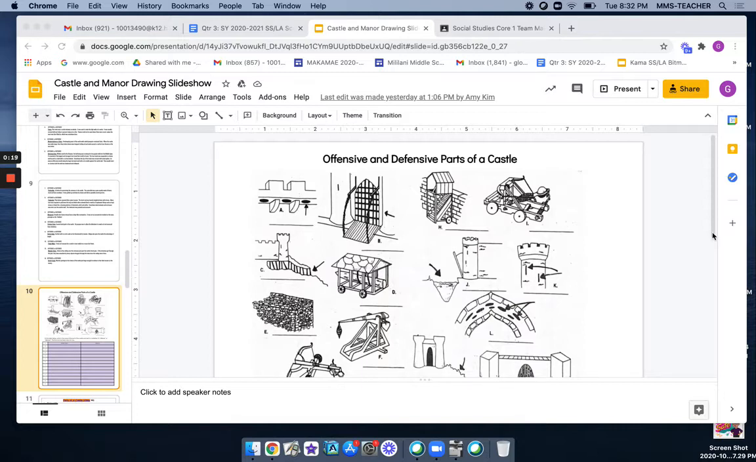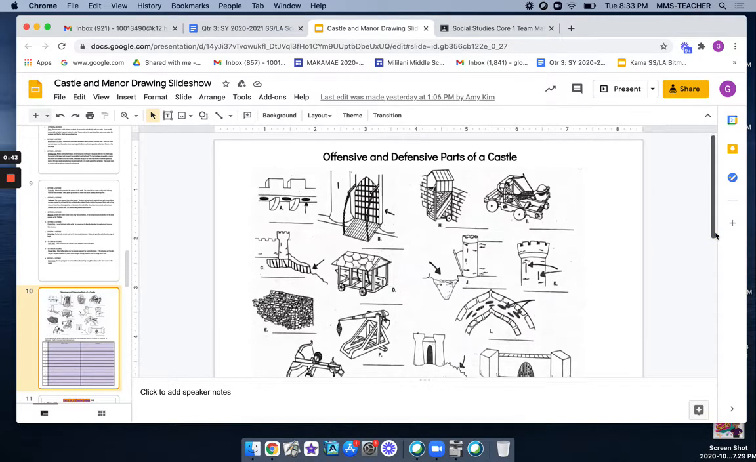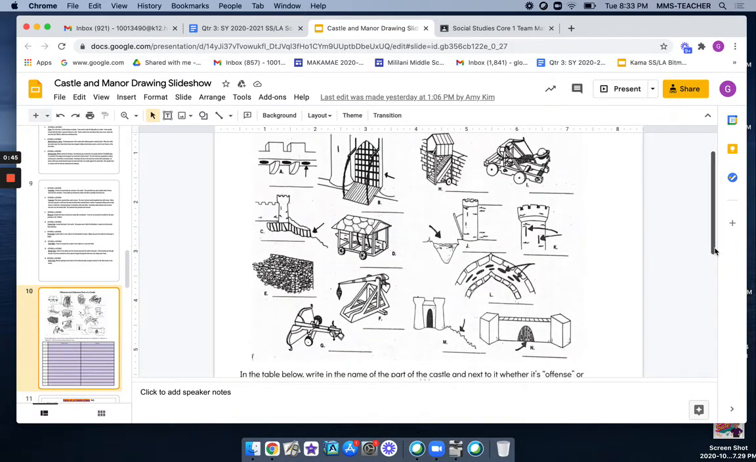Now you're going to notice on this particular slide, there are 14 different illustrations of parts of the castle. Each illustration has a label: A, B, C, D, E, F, all the letters up to the letter N. So there are 14 different illustrations.